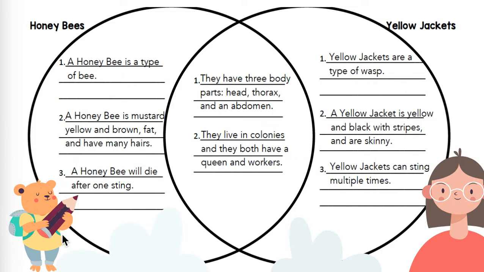The left circle shows how honeybees are different from the yellow jackets. Likewise, the right circle shows how yellow jackets are different from honeybees. In the center, which is the part the two circles overlap, shows how honeybees and yellow jackets are similar or alike. As we are doing this, we're being thinkers.